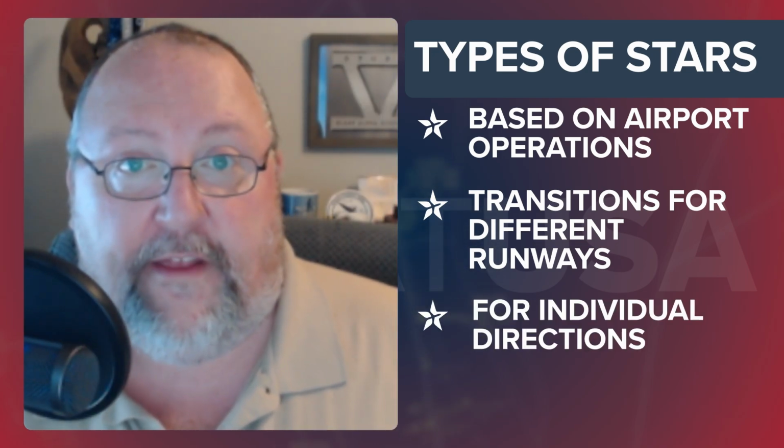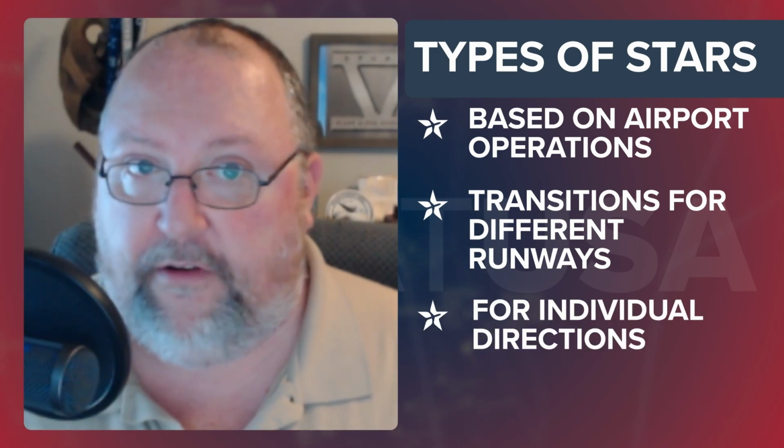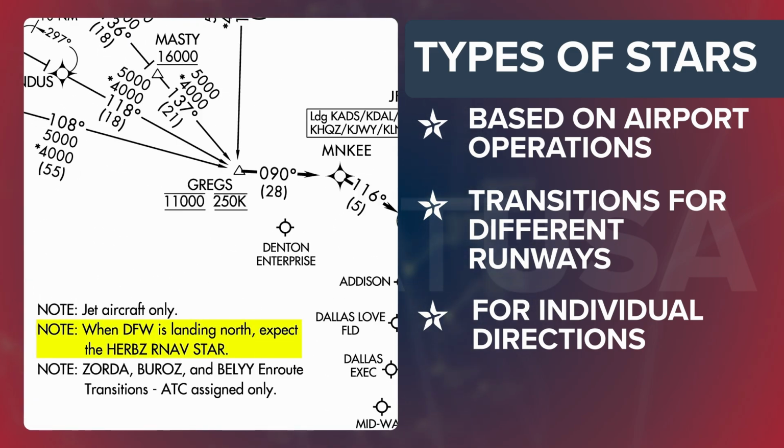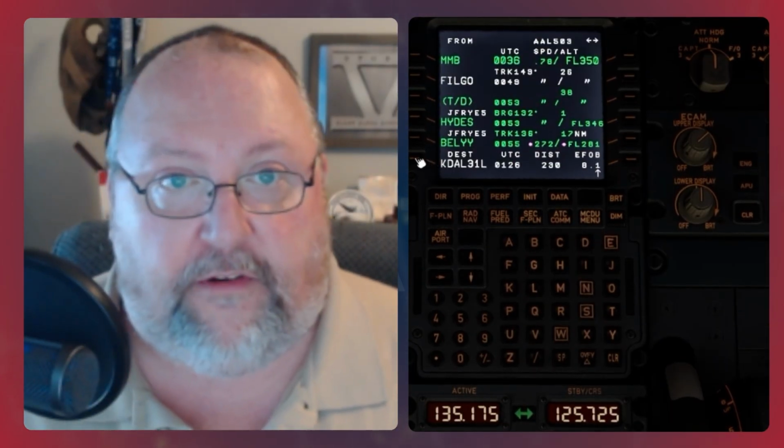Finally, there are stars that are only valid for a certain landing direction. Max's arrival, the Jeffrey 5 into Dallas, is a prime example, and it is used both for Dallas-Fort Worth and Dallas-Love, just FYI. But here we see in the notes where it says, if the airport is landing north, expect the Herb's RNAV star. In cases like this, if you file a star for one direction, but the airport's landing in the other direction, it's not a big deal. But you should expect ATC at some point to issue you a mid-flight reroute and you'll need to know how to operate the FMC and make those changes literally on the fly.